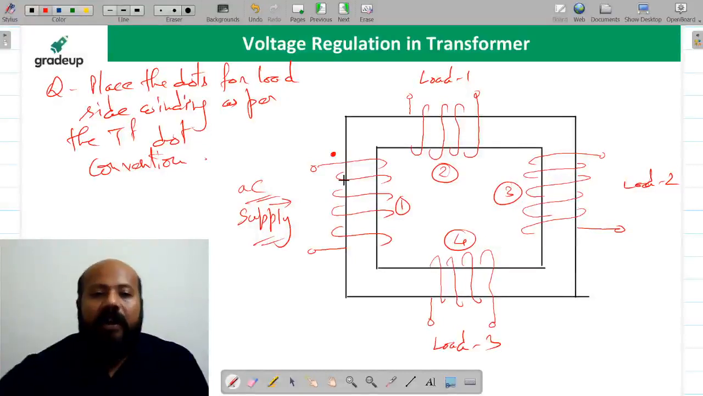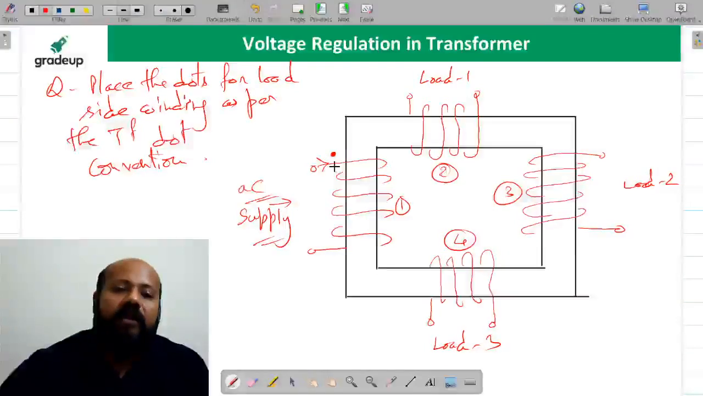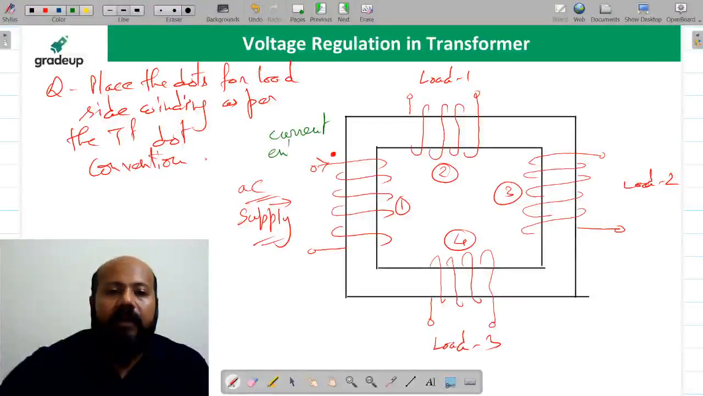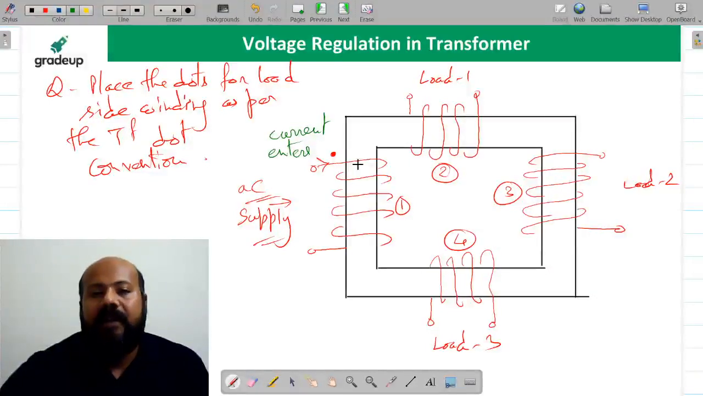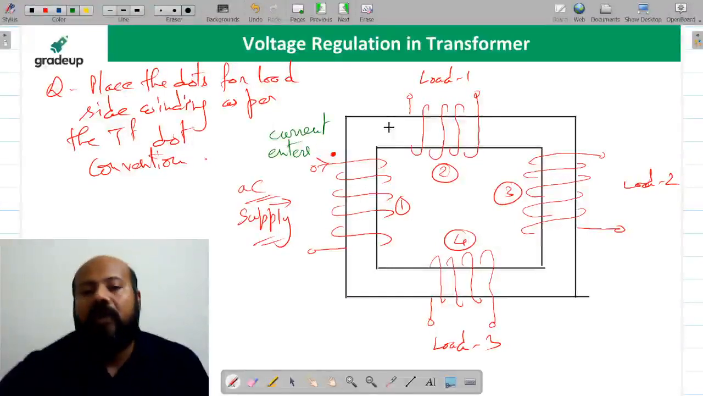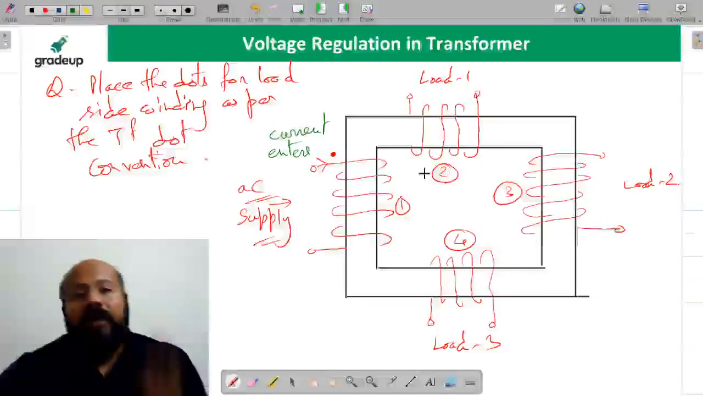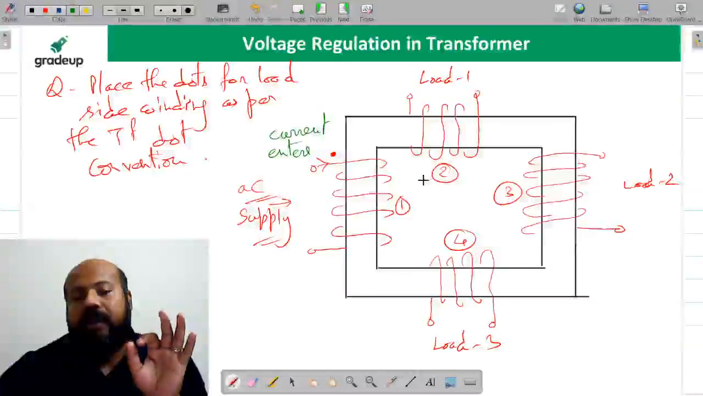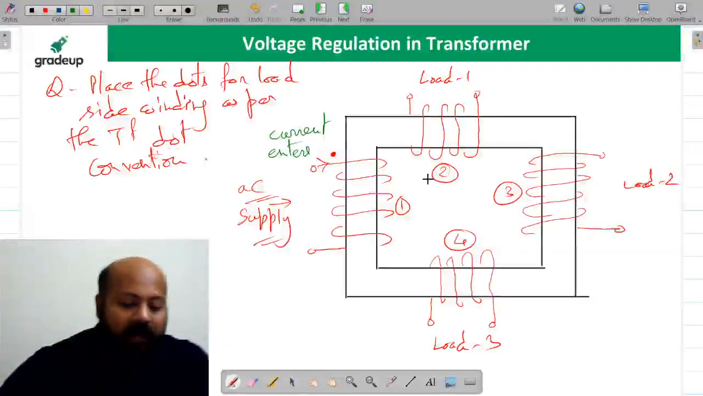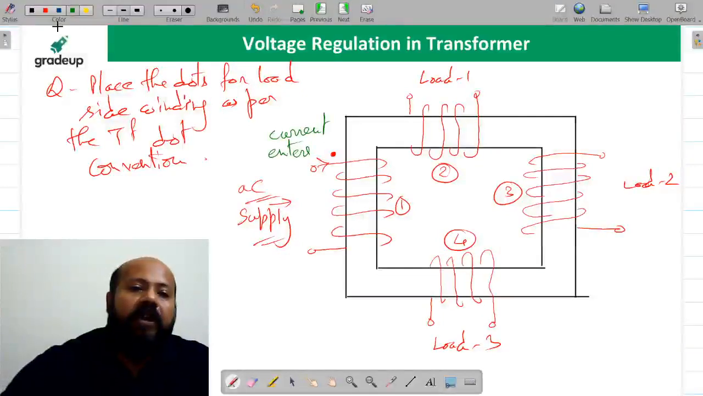Now if you see that if current is going to flow in this direction, that is current is entering the dot, here we are saying that current enters the dot for this supply side, then for this load 1, load 2 and load 3, the current should leave the dot. Yes or no? Now first we will understand how the flux is going to set up in this winding. Now please try to understand.